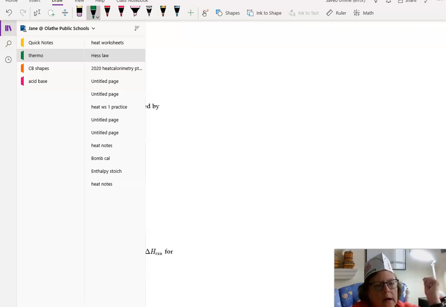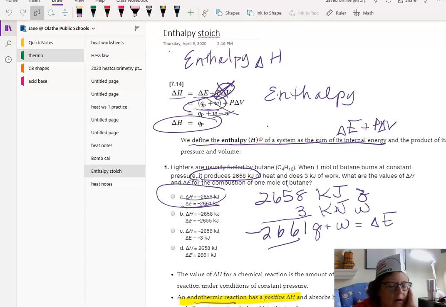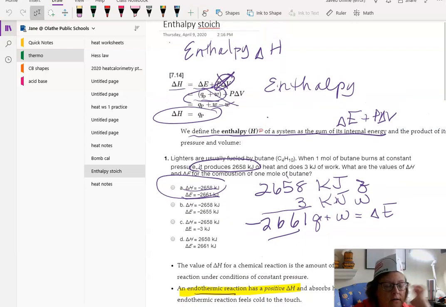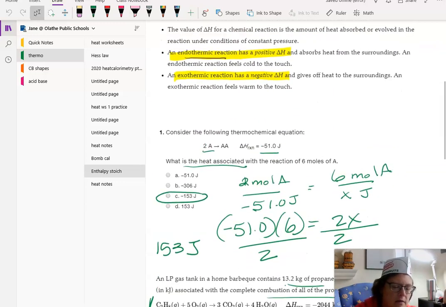Today we're going to talk about thermochemistry and reactions. Last time we talked about enthalpy in stoichiometry, and we talked about finding the enthalpy of a reaction. We did some math.